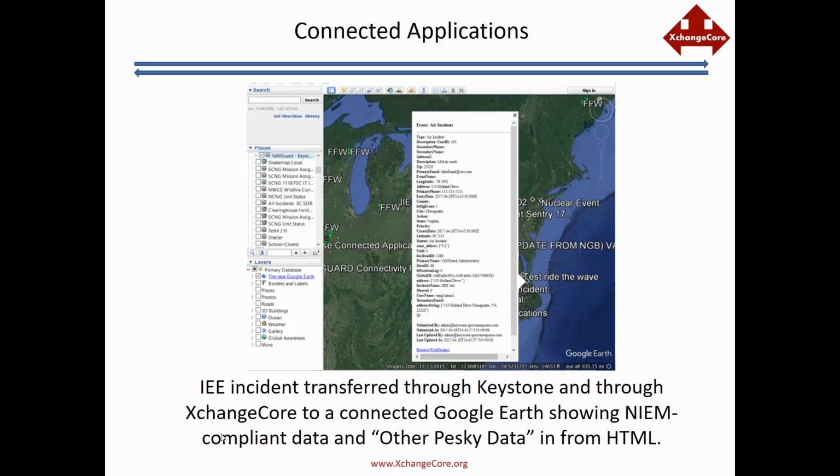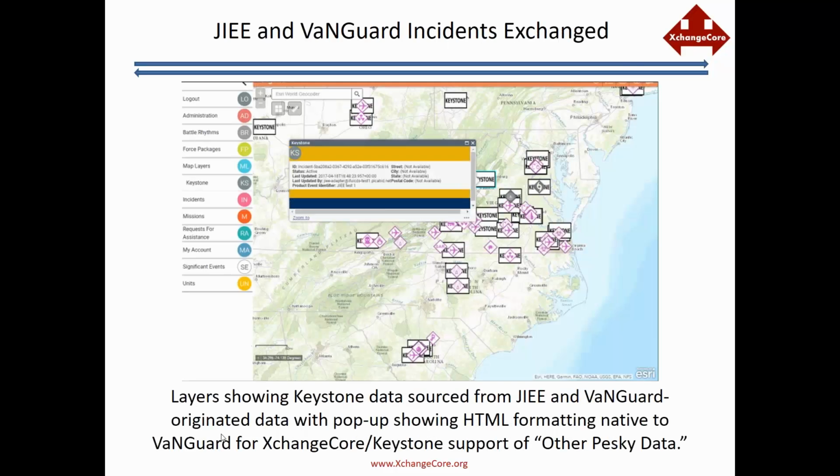Same thing with Google Earth, proving the same point. Look at all that nicely formatted information there, right down to latitude and longitude, and that's the power of XchangeCore.